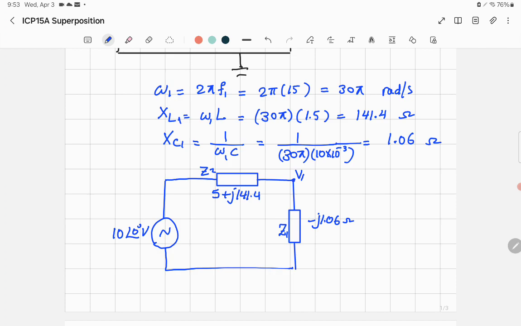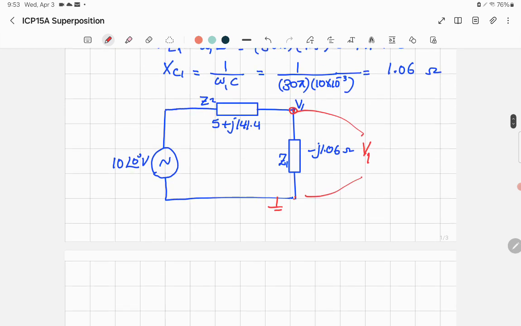V1 at this node, what does it mean? It means you want to find the voltage across the capacitance. Why? Because this is the ground, when you measure the voltage from one point to the ground. So that's the voltage you want to find, V1. All right. Since it's across the capacitance, I can call it the voltage across the capacitor. In the first case, call it VC1. How do you find it? It's the voltage divider, using voltage divider. So what's voltage divider?